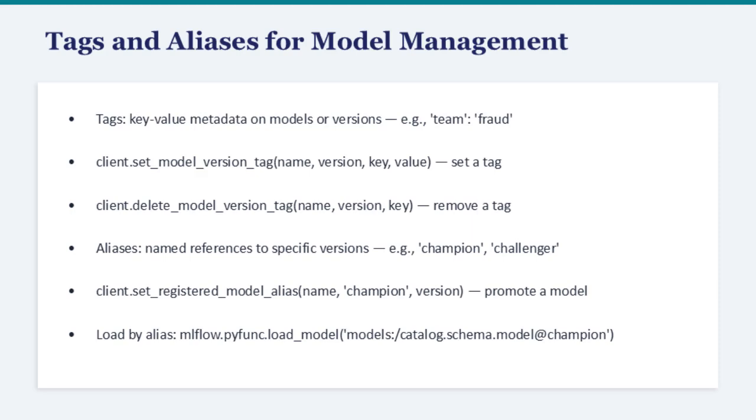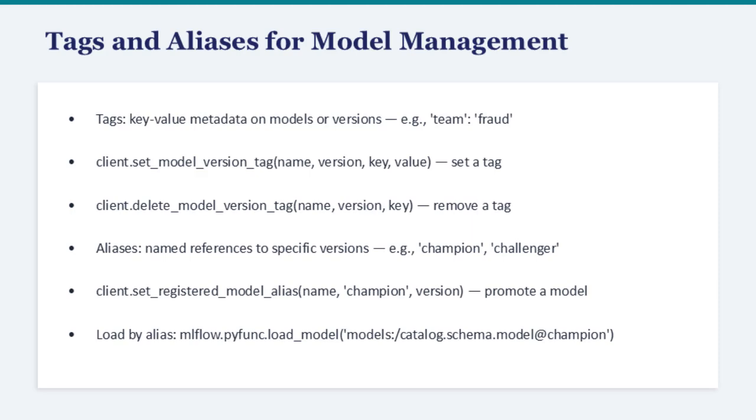Aliases are named references pointing to a specific model version. The common pattern is champion versus challenger. The champion alias points to the current production model, and the challenger typically points to a candidate model that is being tested. To promote a challenger model to champion, you call client.set_registered_model_alias with the model name, the alias champion, and the version number of the challenger model. This actually reassigns the champion alias to the new version.